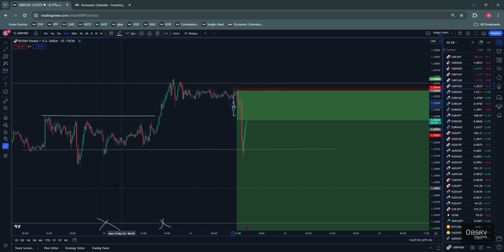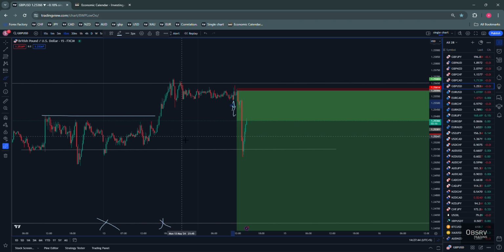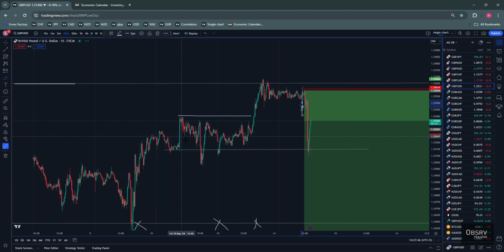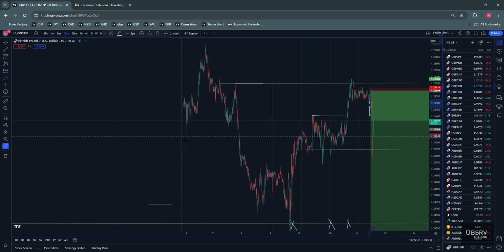So today, because I'd gone through the economic calendar and I knew that pound news was going to come out at 11 my time, that was unemployment rate, employment change, labor productivity, claimant count, average earnings, and all of that stuff. I was just looking at the charts and trying to find a trade on pound, trying to figure out what could be the direction on pounds.